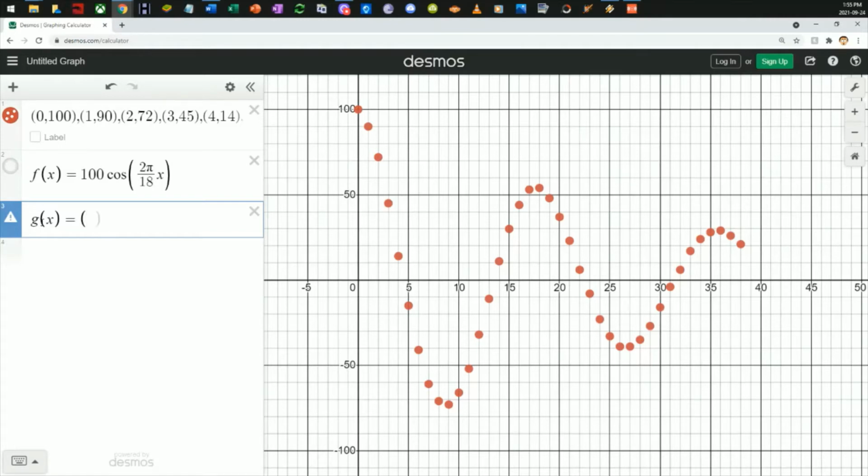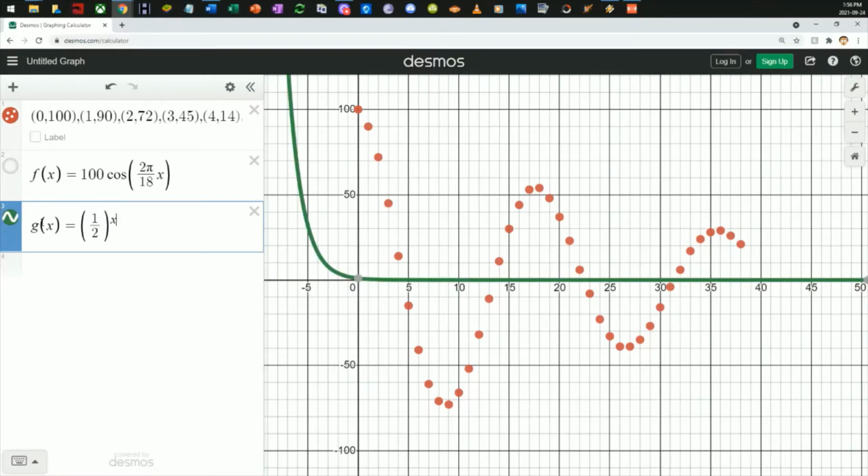what base should we try? 1/2? One half to the exponent x. Oh, that dropped off way too quickly. Also, it started in the wrong place. It started at 1. We want it to start at 100. And I can fix that by putting a 100 coefficient in front.